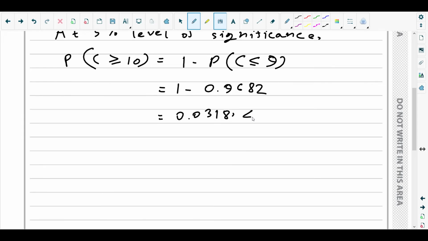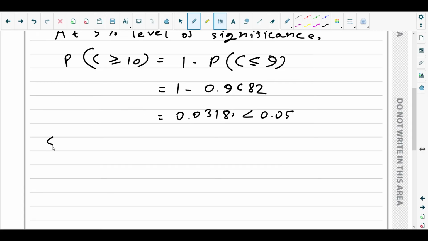0.0318, which is basically less than 0.05. So since it's less than 0.05, we are considering the 5% level of significance. That means C equals 10. The outcome of this test is basically lying inside the critical region.